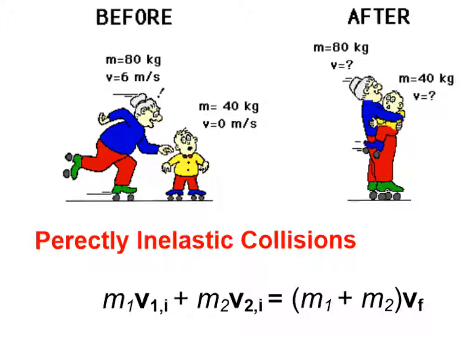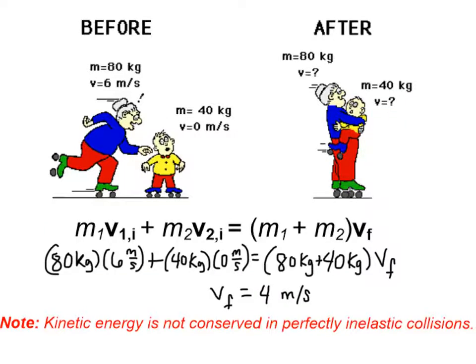So what is the final velocity of Granny and toddler together? Pause the video and see if you can figure that out. If you said the final velocity of Granny and toddler together is 4 meters per second, then you got it right. If not, take a look at this and see where you might have gone wrong. I chose Granny as being object 1 and the little toddler as being object 2.